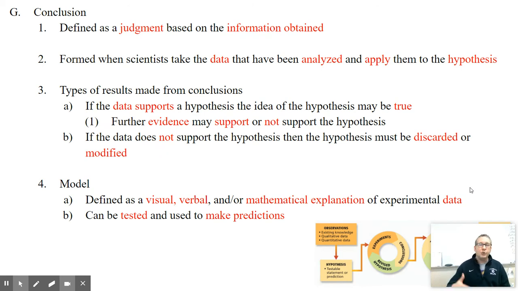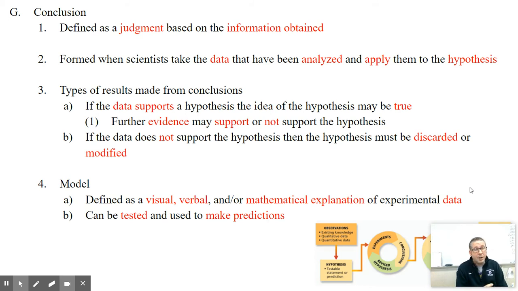You can't just do one experiment. You've got to continue to go. You've got to show all pathways that would provide you with this result. If the data does not support the hypothesis, then the hypothesis must be discarded or modified. If it's just so far off, you have to start basically from almost scratch. You've got to rethink. Look back at your observations and rethink a statement that you could test that would help explain the observations you're seeing.